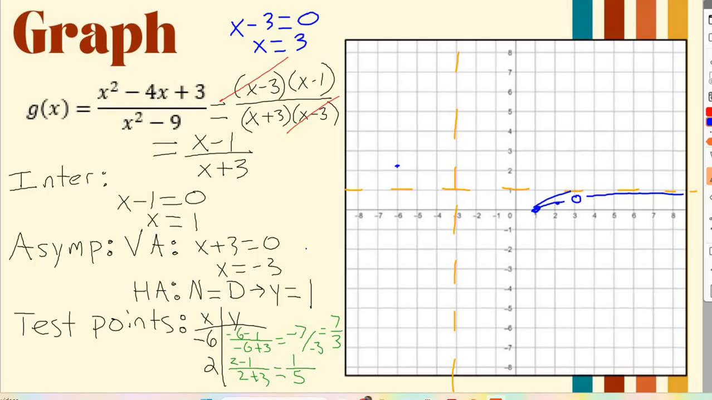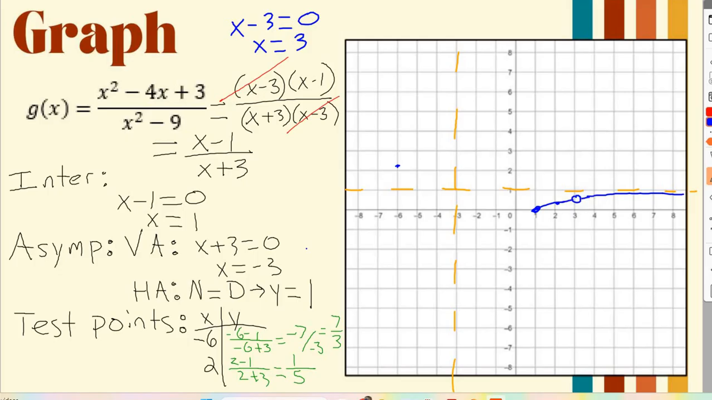I know because of this point right here, and that I have an asymptote, that this is going to have to get closer and closer. So I know that this point is going to be somewhere around there. And because it's a hole, it's only at one point. I only have one open circle versus our asymptotes, which are the whole line. Okay. Does that make more sense? Mm-hmm. Okay.